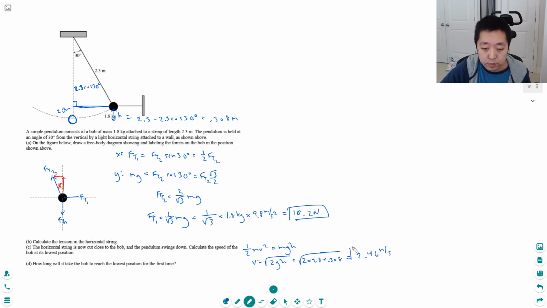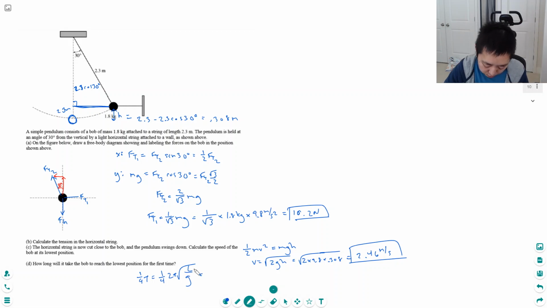Now, how long will it take the bob to reach the lowest point for the first time? This thing swings with a period. The period swings this way and then comes back this way, so swinging to this lowest position is 1/4 of the period. I know the period is 2 pi square root of L over g, and I know what all of these are, so I can just plug this in. L is 2.3 meters, g is 9.8. So I do 1/4 times 2 pi times the square root of 2.3 divided by 9.8. And that would be 3.24 seconds.